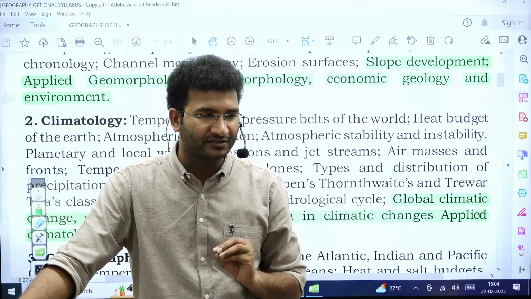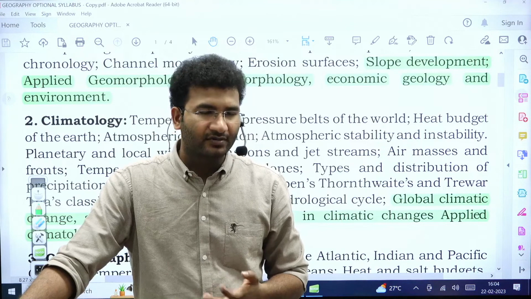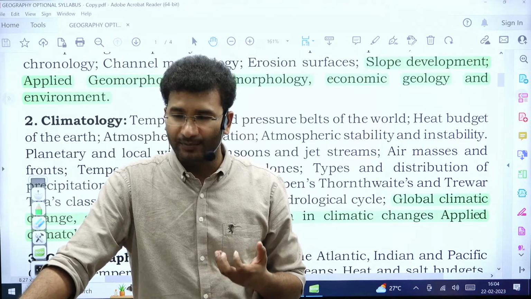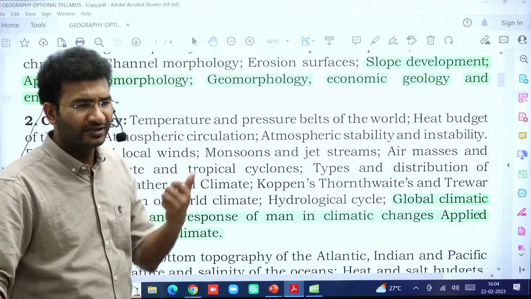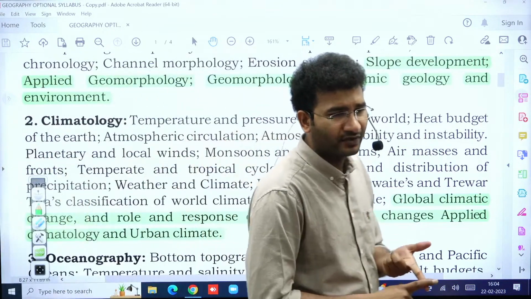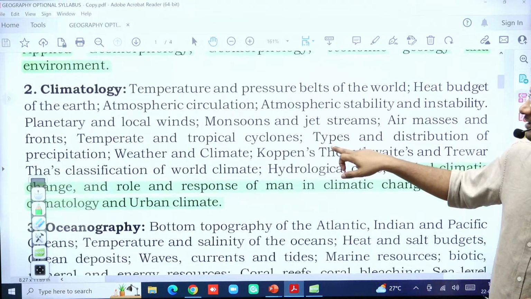Instability is anything in the atmosphere when it gets disturbed. Extreme cloud formations, extreme rainfall or normal rainfall, cyclonic systems, temperate cyclones, tropical cyclones, these are studied in atmospheric stability and instability, be it the formation of fog or temperature inversion. All these things will be studied here. Next, planetary and local winds.